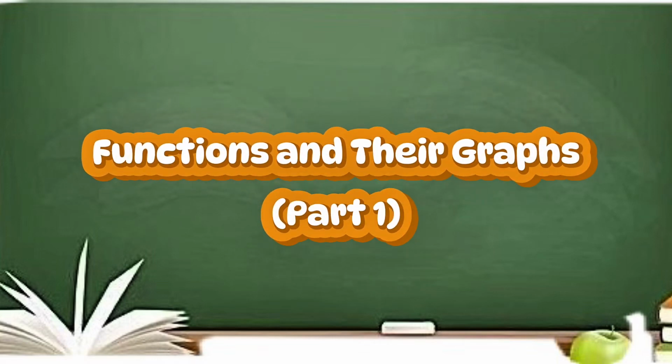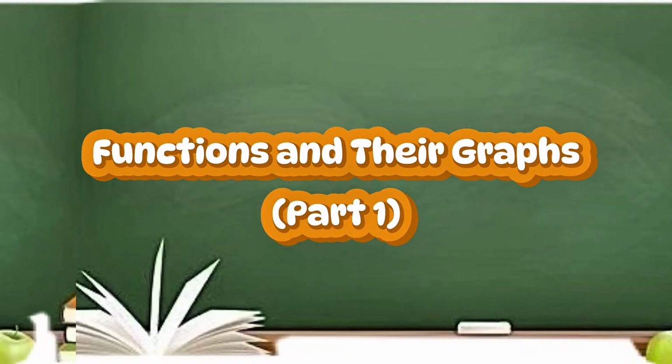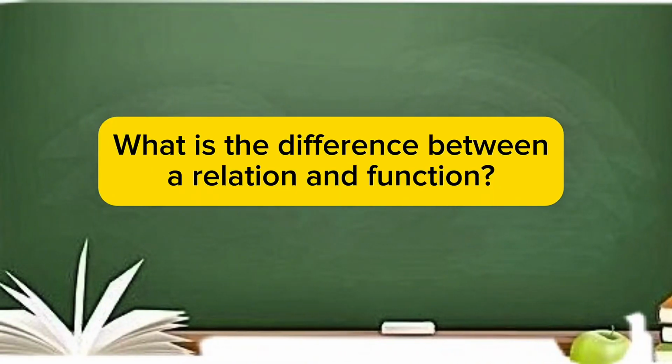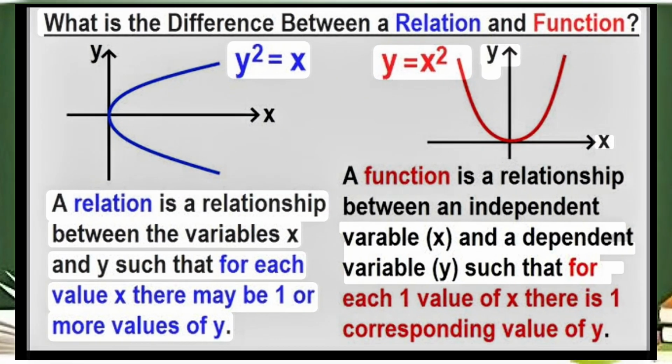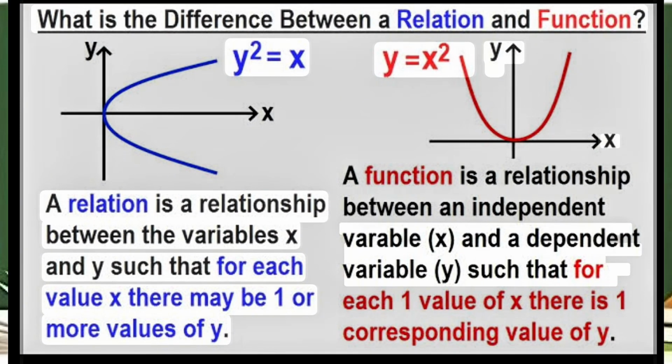Functions and their graphs. But before that, let us talk about the difference between a relation and a function. A relation is a relationship between the variables x and y such that for each value of x, there may be one or more values of y. While a function is a relationship between an independent variable x and a dependent variable y such that for each one value of x, there is one corresponding value of y.